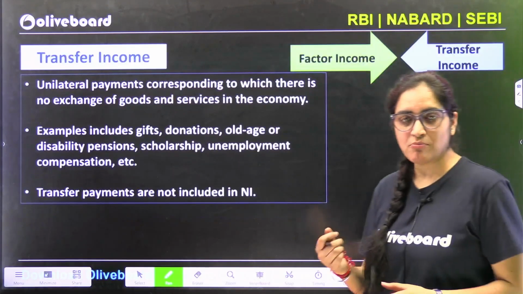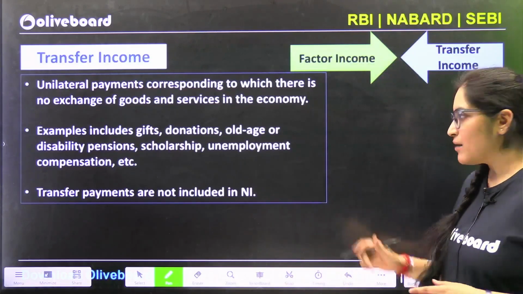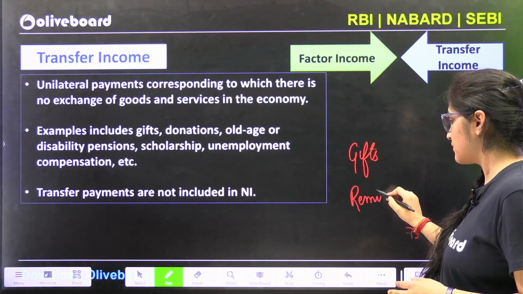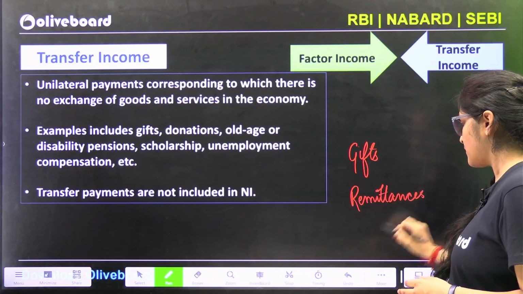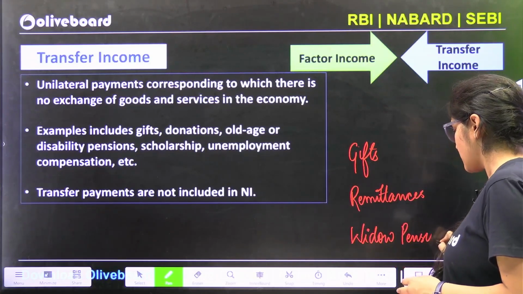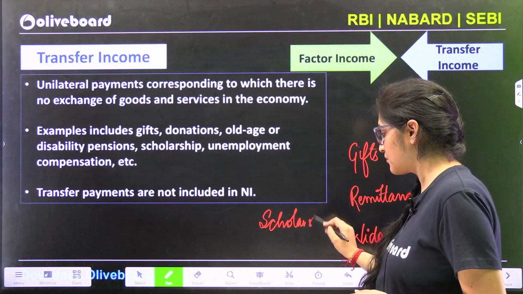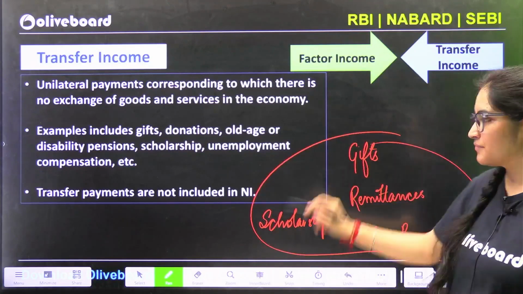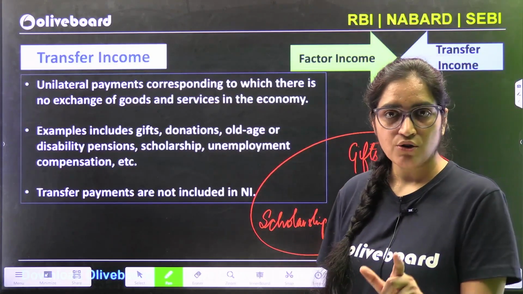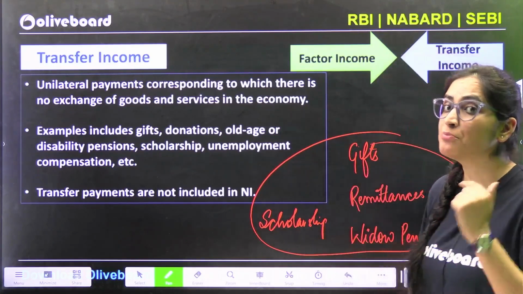That's how you can describe it. One more term that you might come across is your transfer income. Have you guys heard about gifts? Have you guys heard about remittances? Let's say widow pension, scholarship. For all these things, for getting this scholarship, have you produced any goods and services? No. You might get a scholarship based on some merit, but definitely you have not produced anything extra.